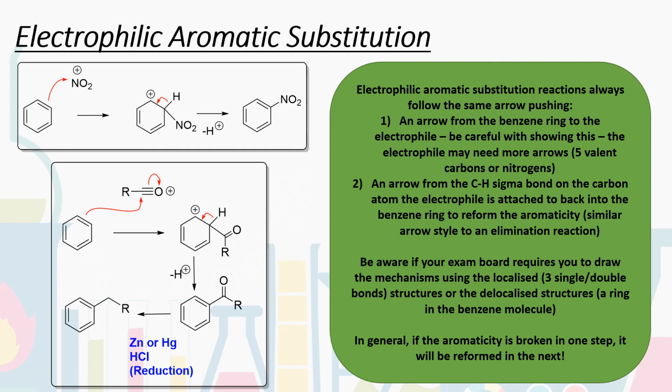An arrow from the middle of that CH sigma bond, the CH single bond, ending up between the 2 carbon atoms to form that carbon-carbon double bond. And remember that when we do our acylations, we can always get back down just to the alkane chain by doing a reduction, either using zinc or mercury and HCl.